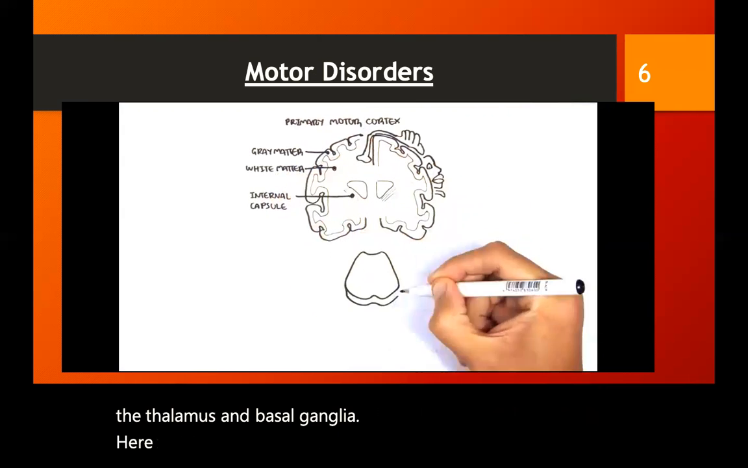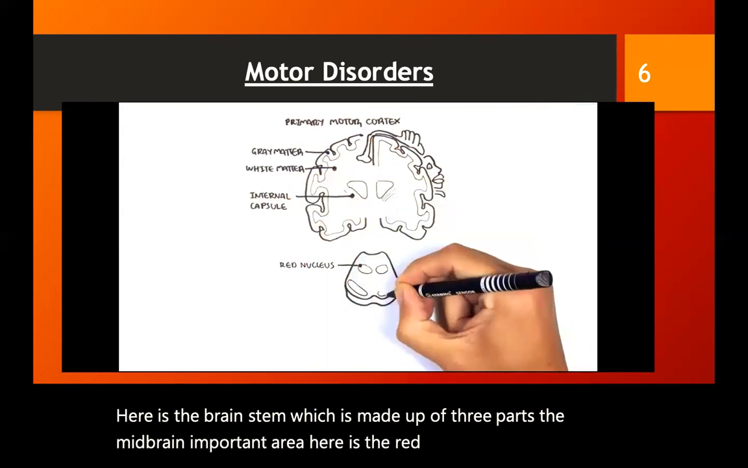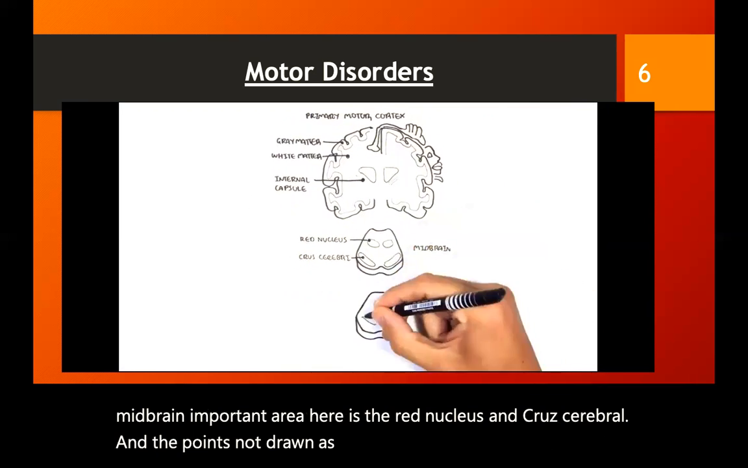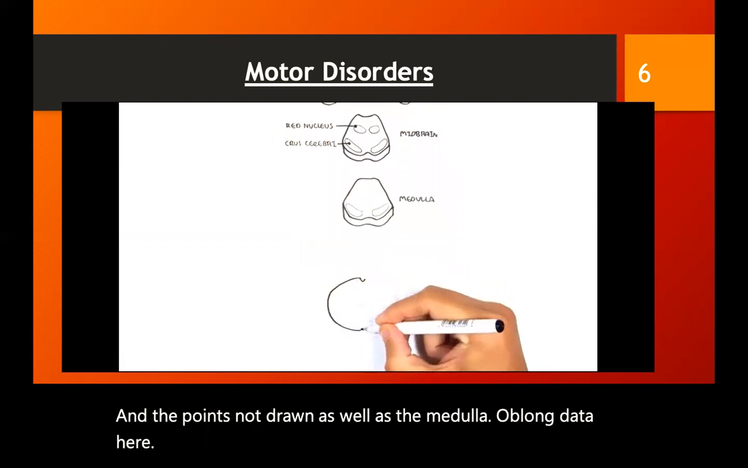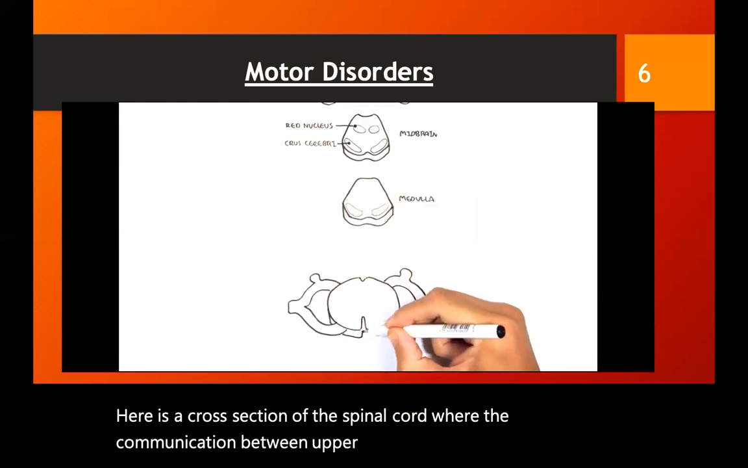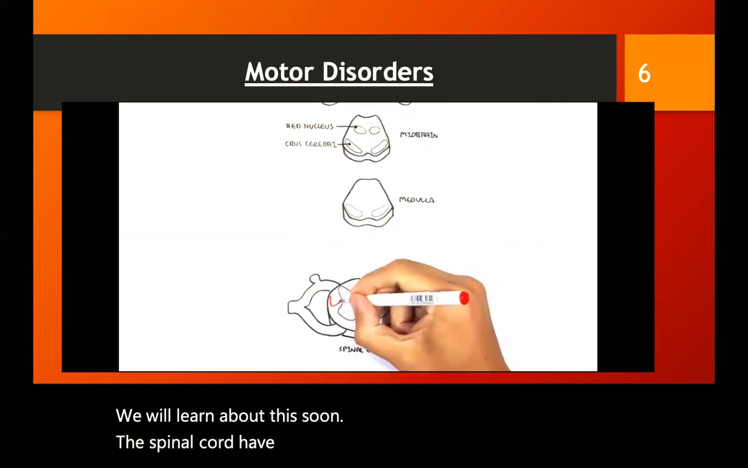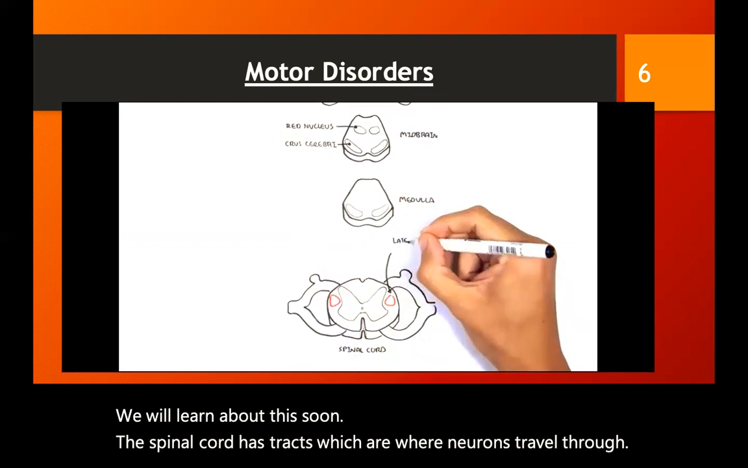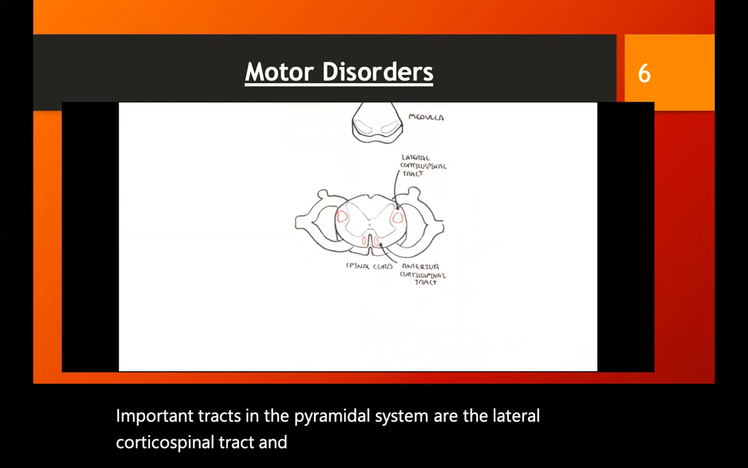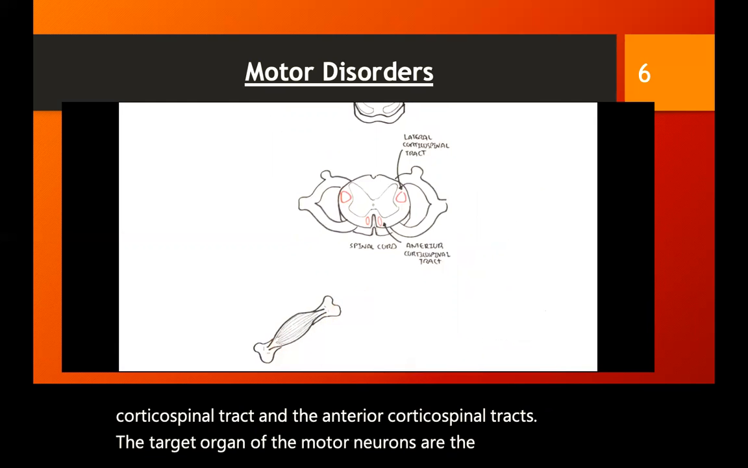Here is the brainstem, which is made up of three parts: the midbrain. Important area here is the red nucleus and crus cerebri, and the pons, not drawn, as well as the medulla oblongata here. Here is a cross-section of the spinal cord where the communication between upper and lower motor neurons occur. We will learn about this soon. The spinal cord have tracts, which are where neurons travel through. Important tracts in the pyramidal system are the lateral corticospinal tract and the anterior corticospinal tracts. The target organ of the motor neurons are the skeletal muscle cells.